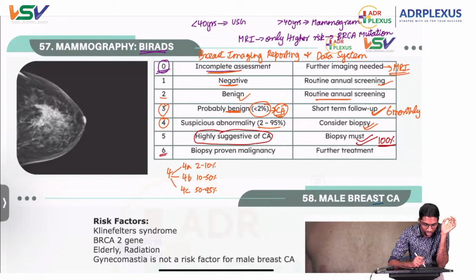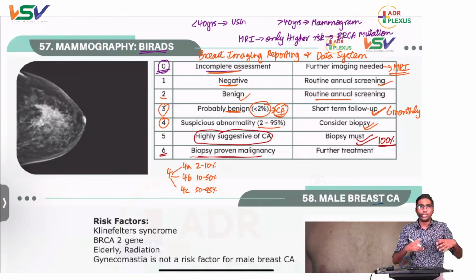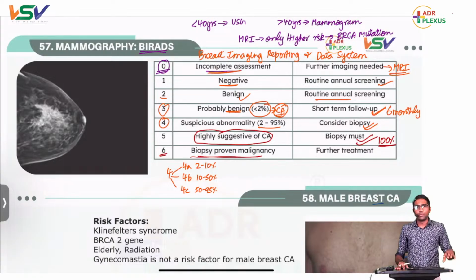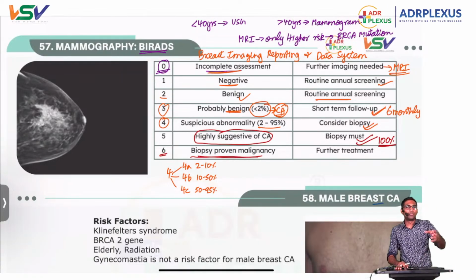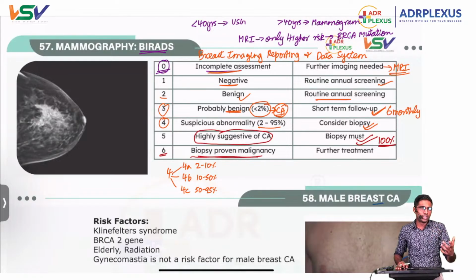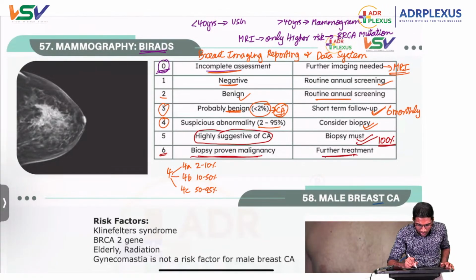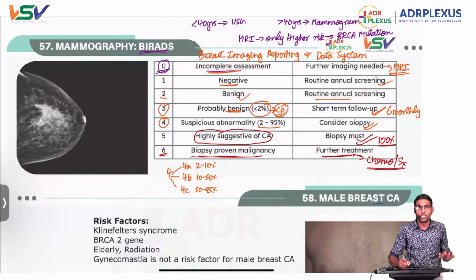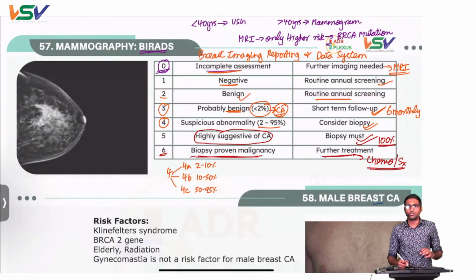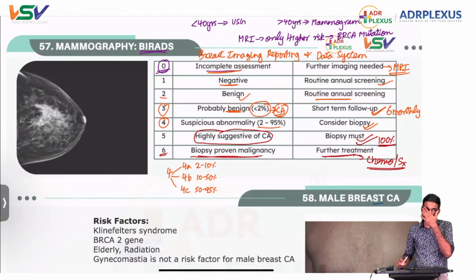Next, 6 is already a biopsy proven malignancy. So initially the patient has come from outside with a biopsy proven malignancy. Now you are performing a mammogram. They will give you a left side biopsy proven malignancy BIRADS 6 to look for the opposite breast. Now you have done a mammogram. Here you should go for treatment. Treatment means either chemo or surgery, whichever the patient needs based on the tumor staging, which is very important.